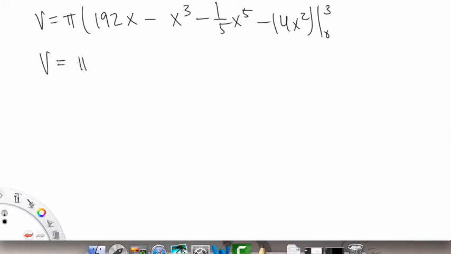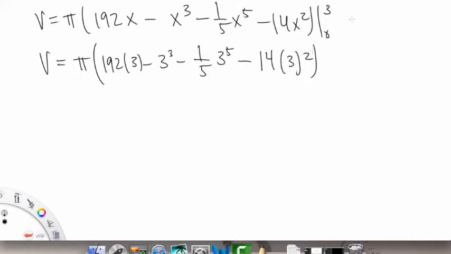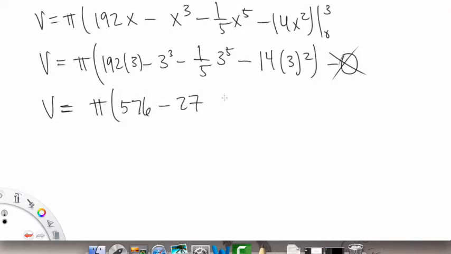Okay, so V is equal to pi times 192 times 3 minus 3 to the third minus 1 over 5 times 3 to the fifth minus 14 times 3 squared. Like I was saying, this would just be minus 0 anyways, so we don't have to worry about that term there, which is good, because if we had more terms, then that wouldn't be too pretty. So anyways, this is going to be pi times, and when you multiply 192 times 3, we get 576, and then minus 27, and 3 to the fifth is 243 over 5, and then minus 14 times 9, which is 126.